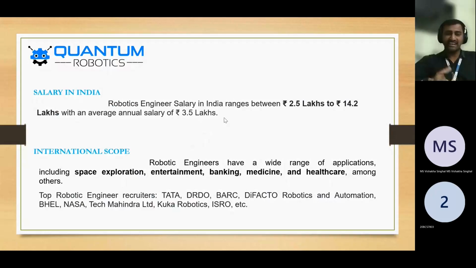And if you go with the international scope, or international packages, the basic package will be around 1,000 USD, and the highest package payroll will be starting from 10,000 USD. And in the international scope for robotic engineering, most of the students after graduation are thinking to go for a master's internationally.